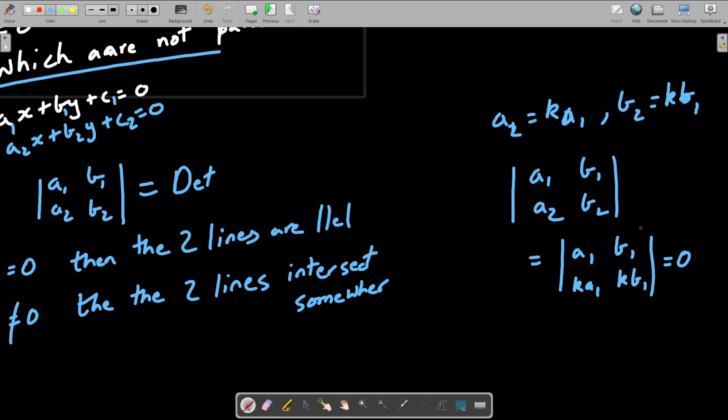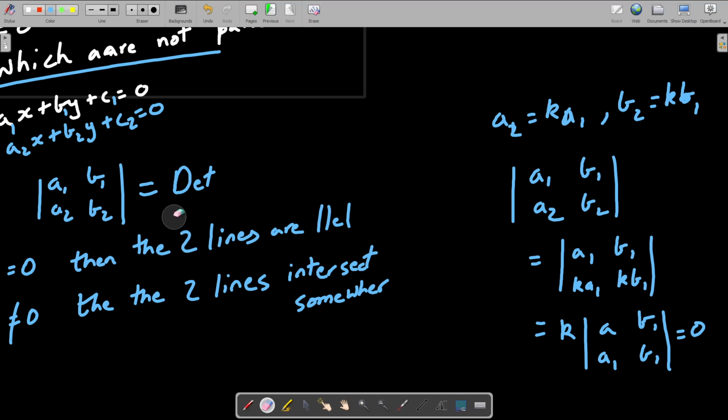Why will this determinant be 0? What property is there now? You can take the k out common, no? When you're calculating determinants, if an element is common to a row, you can take it out. So this becomes k times the determinant a1 b1, a1 b1, and this determinant, as she said, already is 0 because the entries are repeated. So hence it will become 0 into k, that will give you 0.